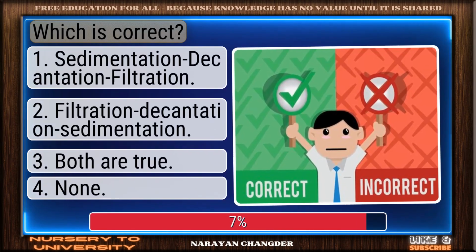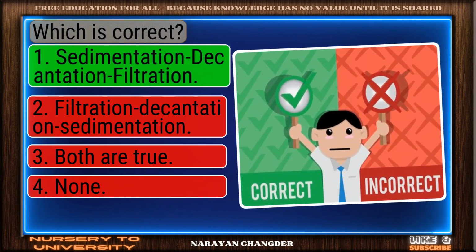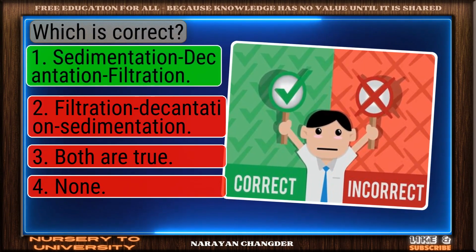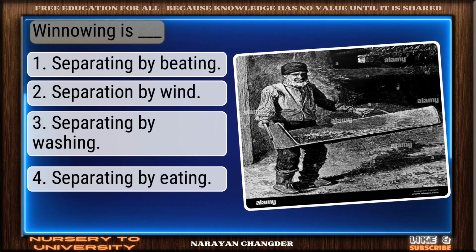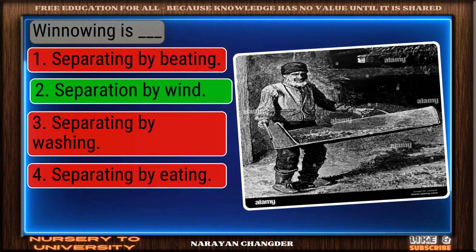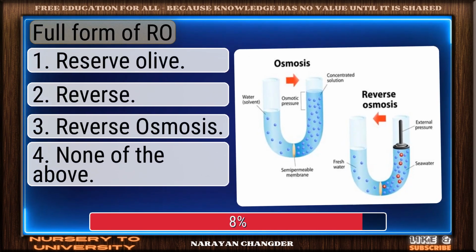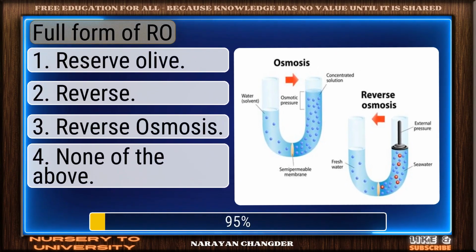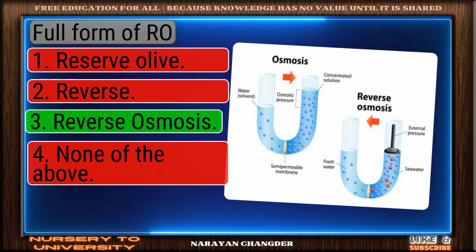Which is correct? Well picked. Sedimentation, decantation, filtration is the correct answer. Winnowing is dash. You got it. Your choice, separation by wind, is right. Full form of RO. Nice selection. Reverse osmosis is the correct and valid answer.